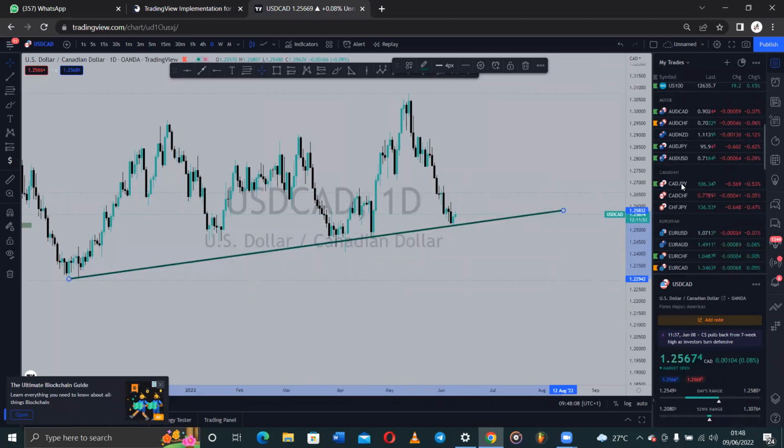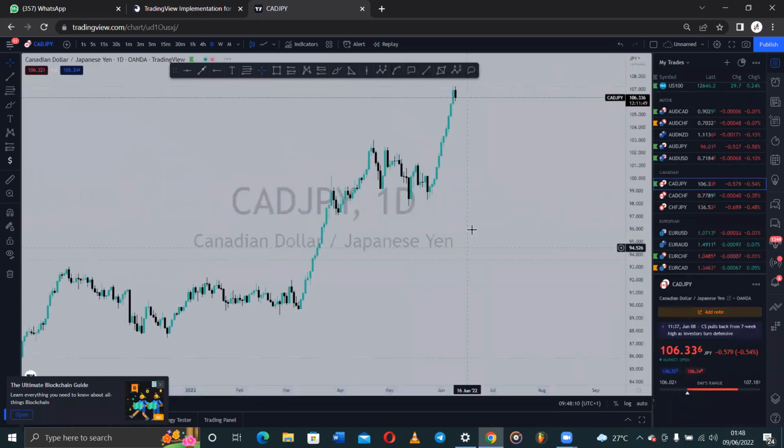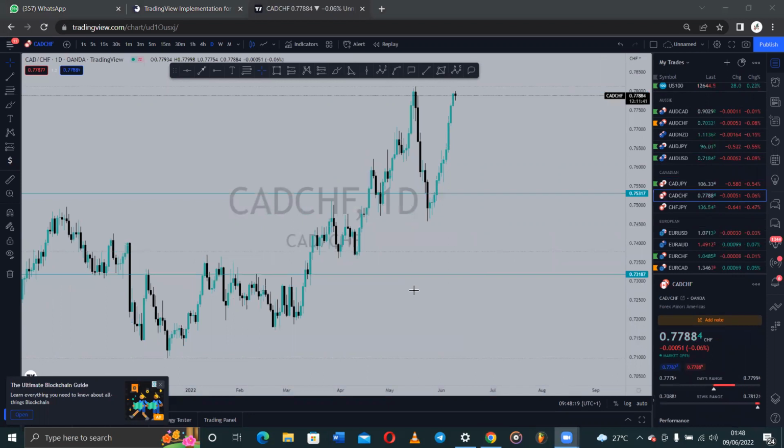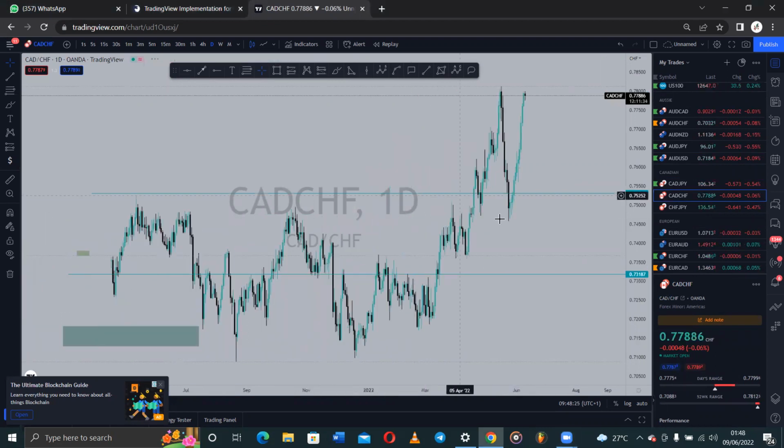Let us try to check CAD JPY and see how maybe CAD is flowing against JPY with strong buys. CAD CHF, I'm very sure to be, yeah. See how it is going up, but it crashed down. Yeah. But why do you see that? Okay, let us see that moment that it crashed down. 16 May to 25 May.